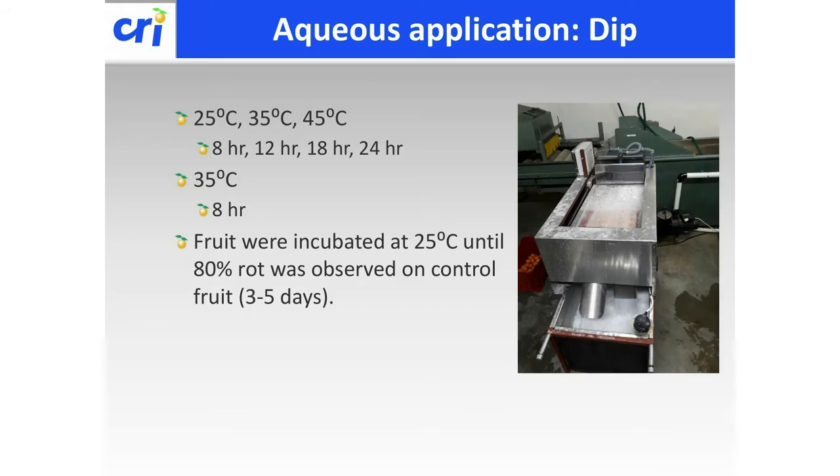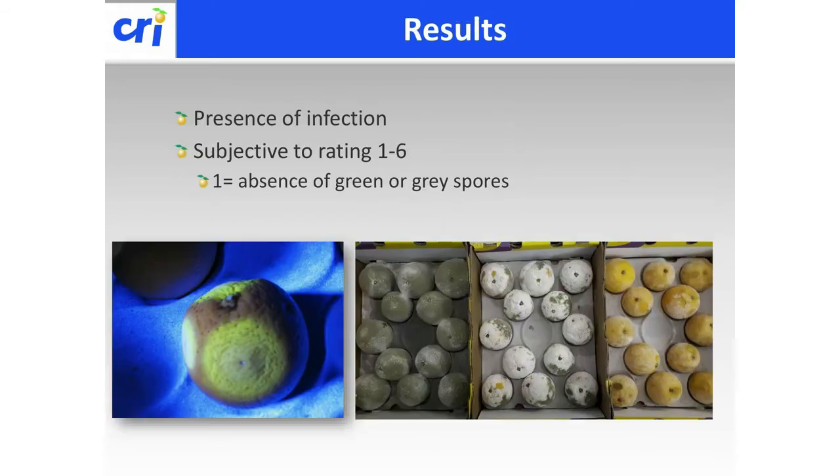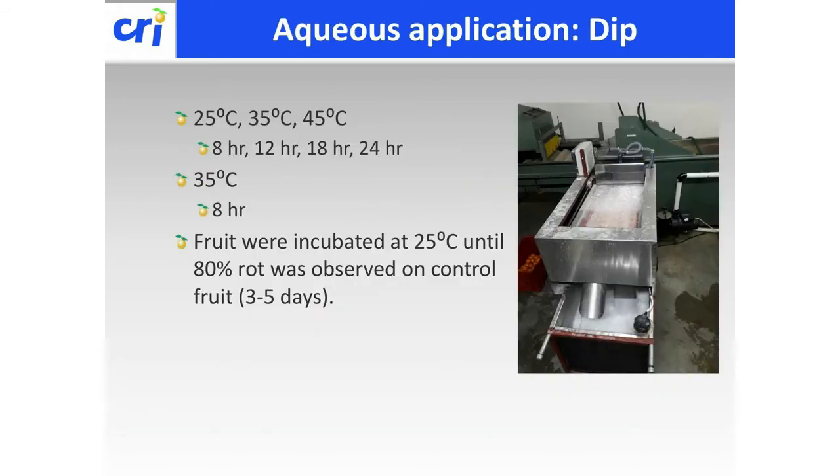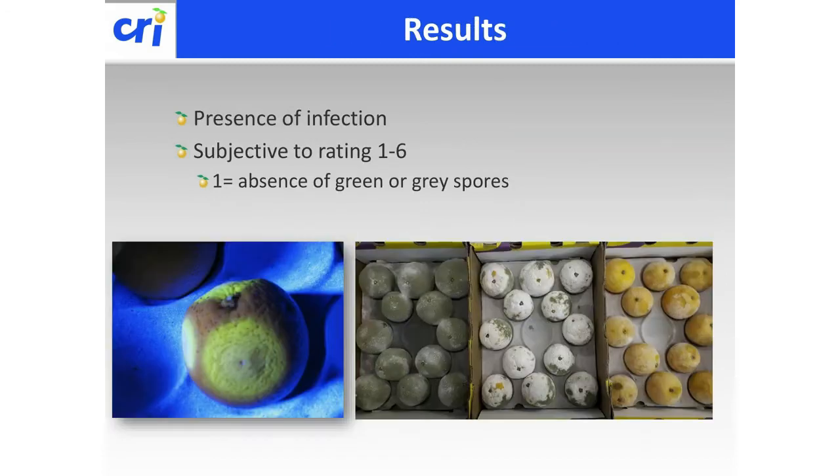Then after that, the fruit were incubated at 25 degrees until 80% of the rot was observed on the control fruit. So just to mention how the results are going to be presented, the disease incidence was rated using a UV light, and results are presented here based on average incidence control in percentages.